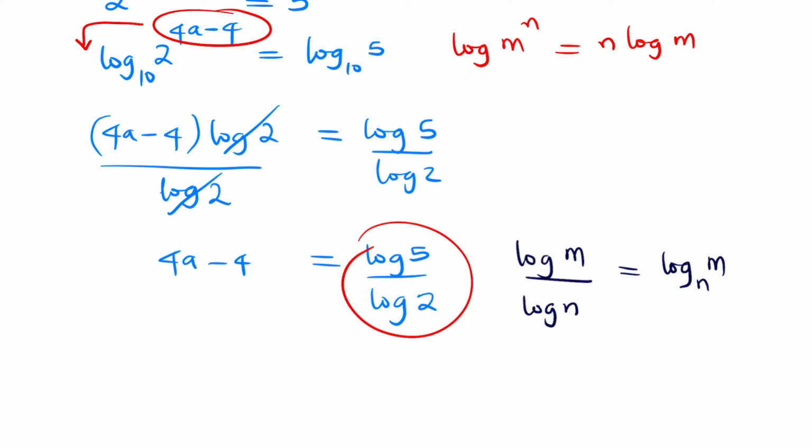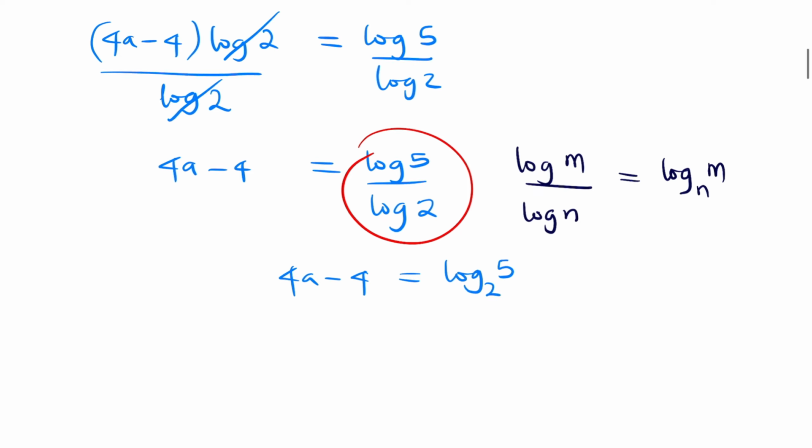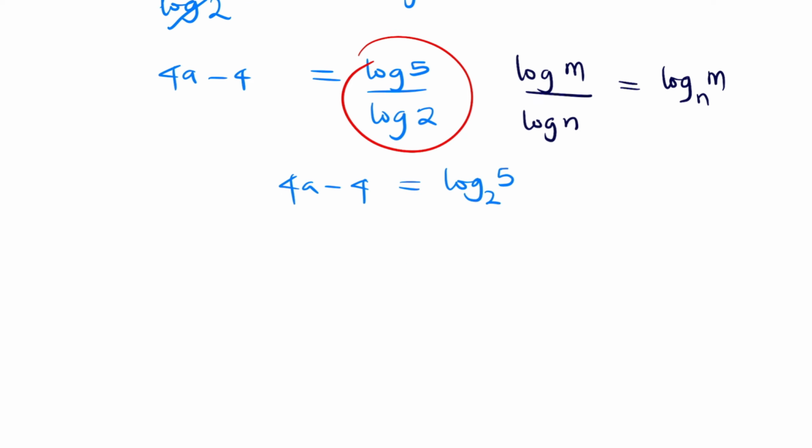Now for that reason, 4a minus 4 is now equal to log 5 base 2. And you already know how to solve for a from here. We will need to move this 4 to the right hand side. It is a negative 4, and on the right hand side it becomes positive, meaning 4a is equal to 4 plus log 5 base 2.